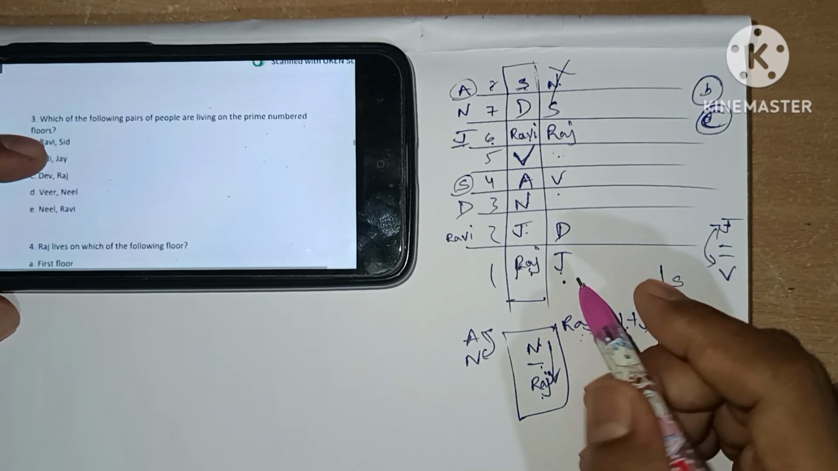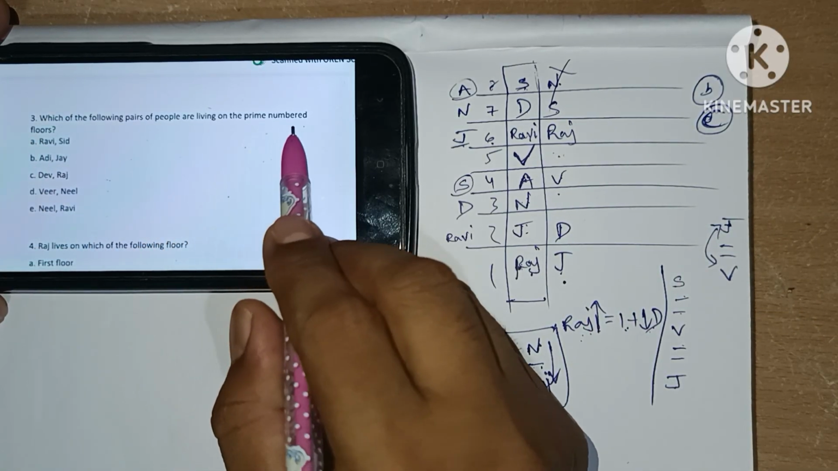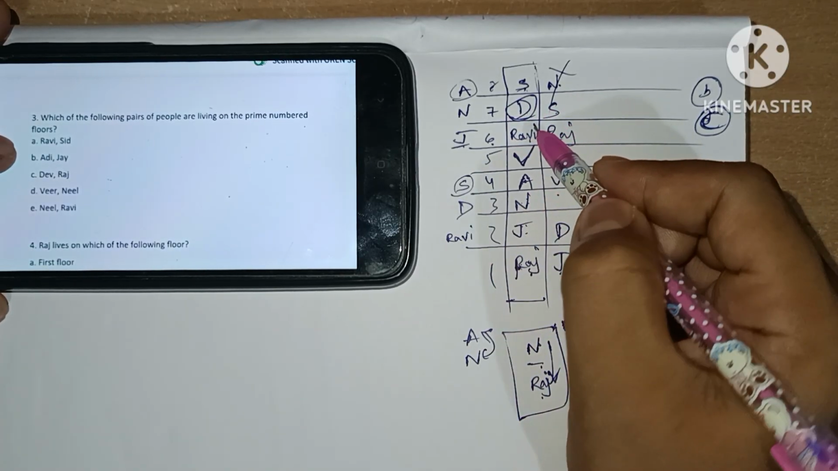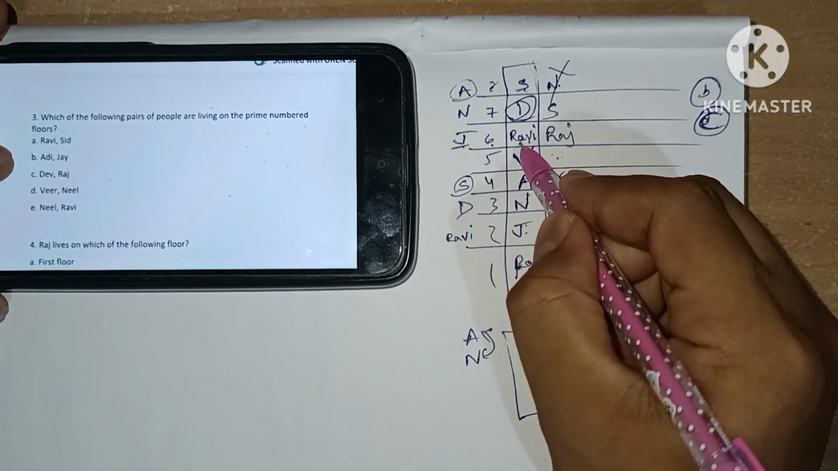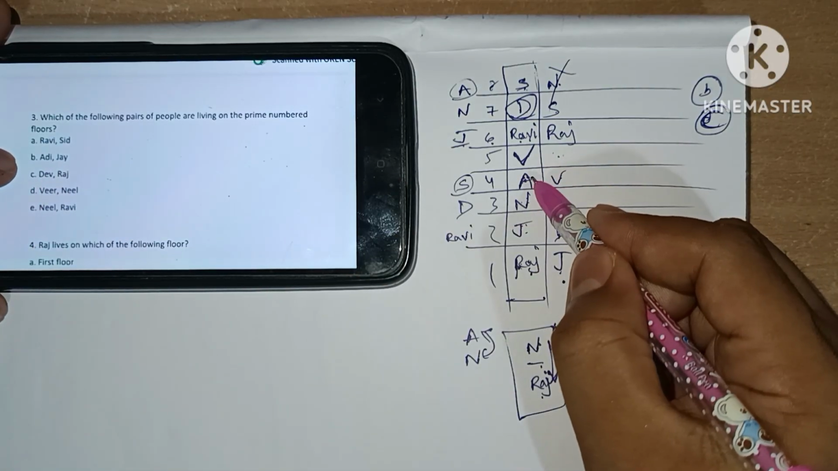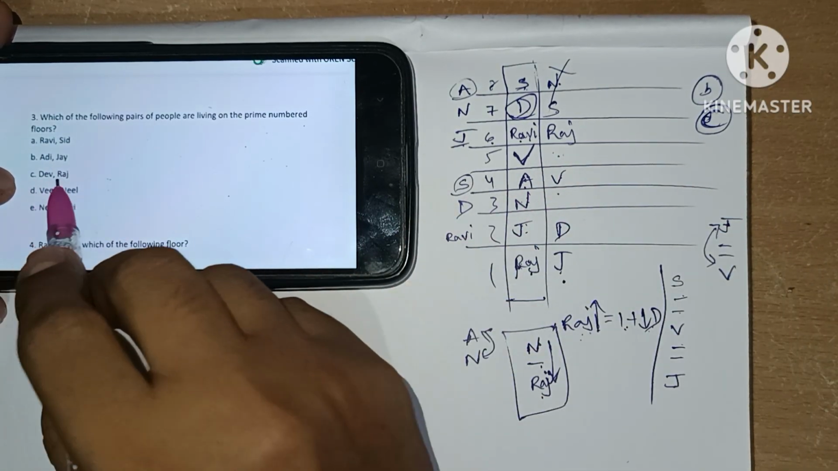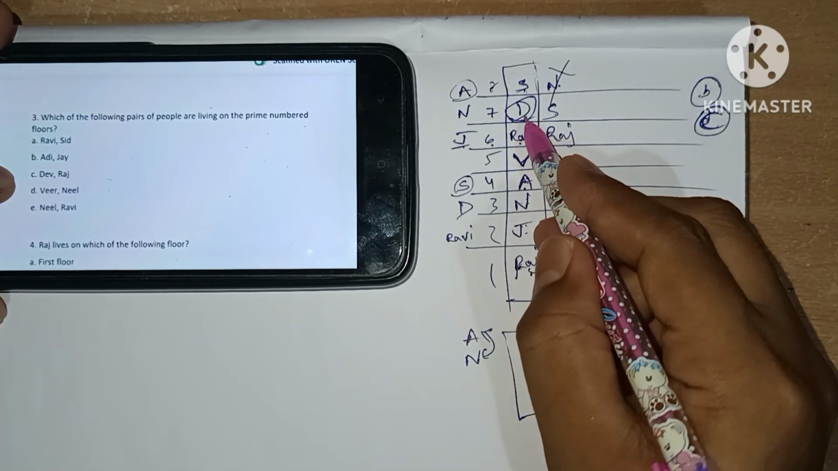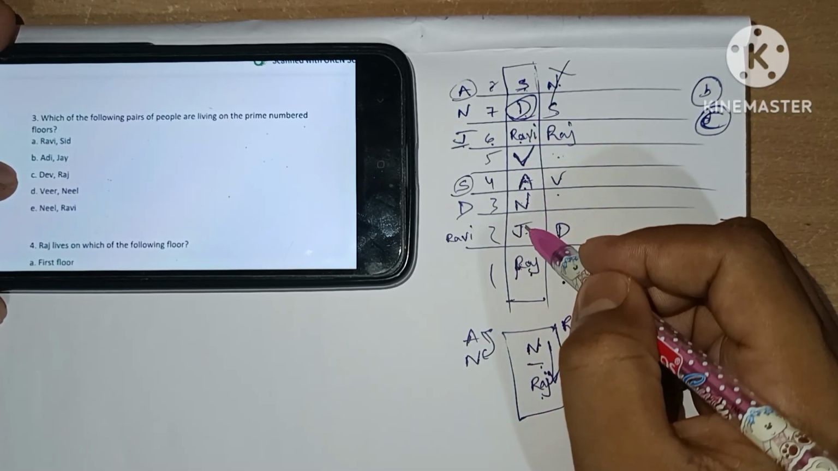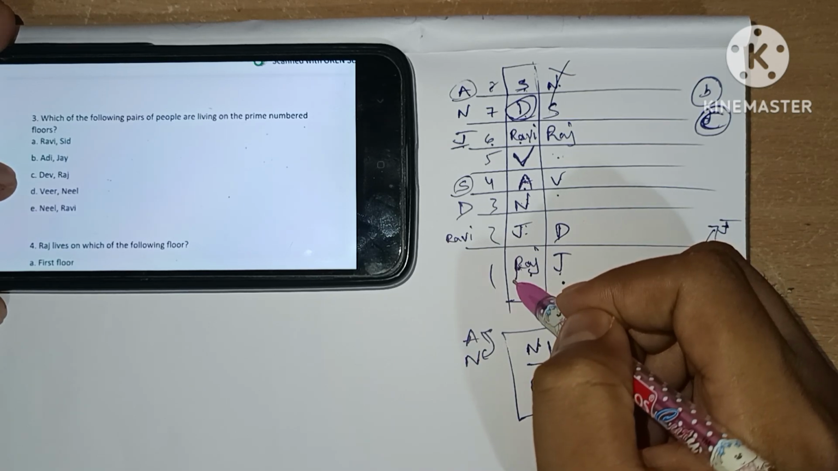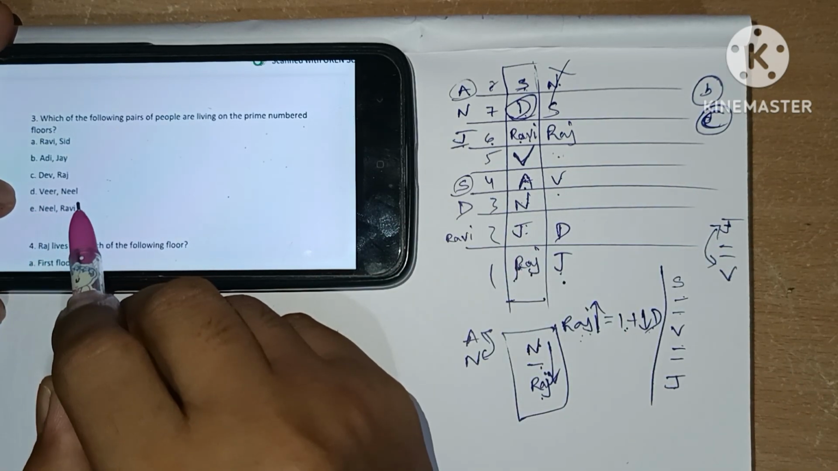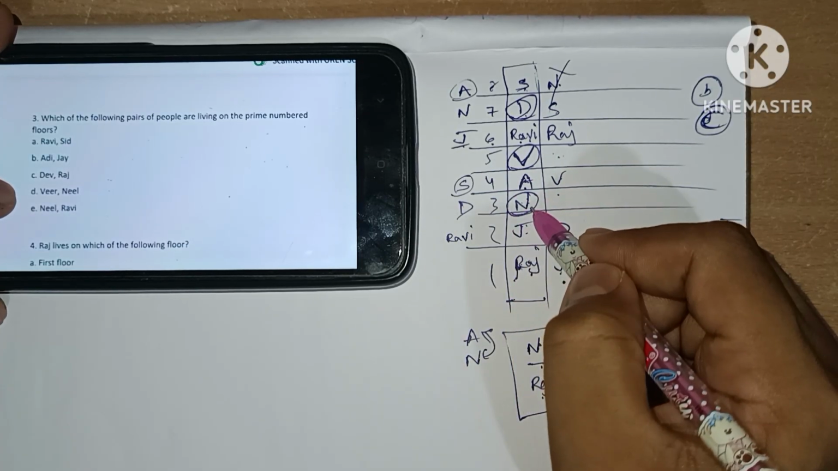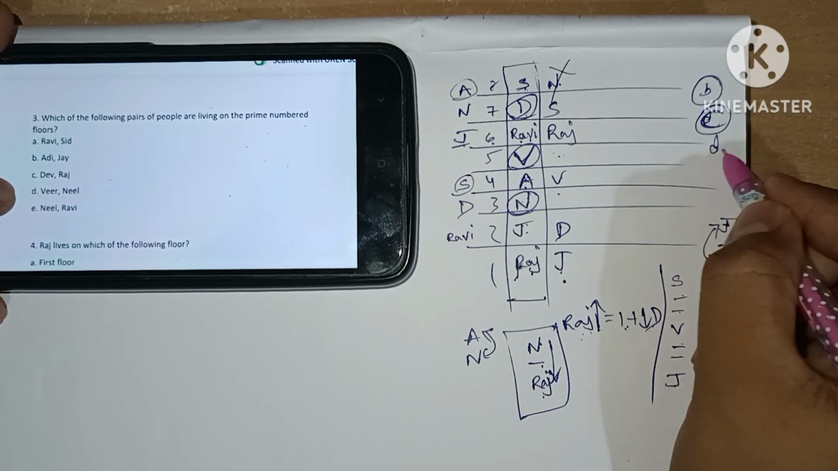Next, third question. Which of the following pairs of people are living on prime numbered floors? Prime number floor means... Ravi and Sid. Ravi is an even number. Adi and J. Adi is a prime number. Dev. Adi is an even number. Dev. Dev is a prime number, and Raj is not a prime number. Veer and Neel. Veer is a prime number. Neel is also a prime number. So the answer is option D.